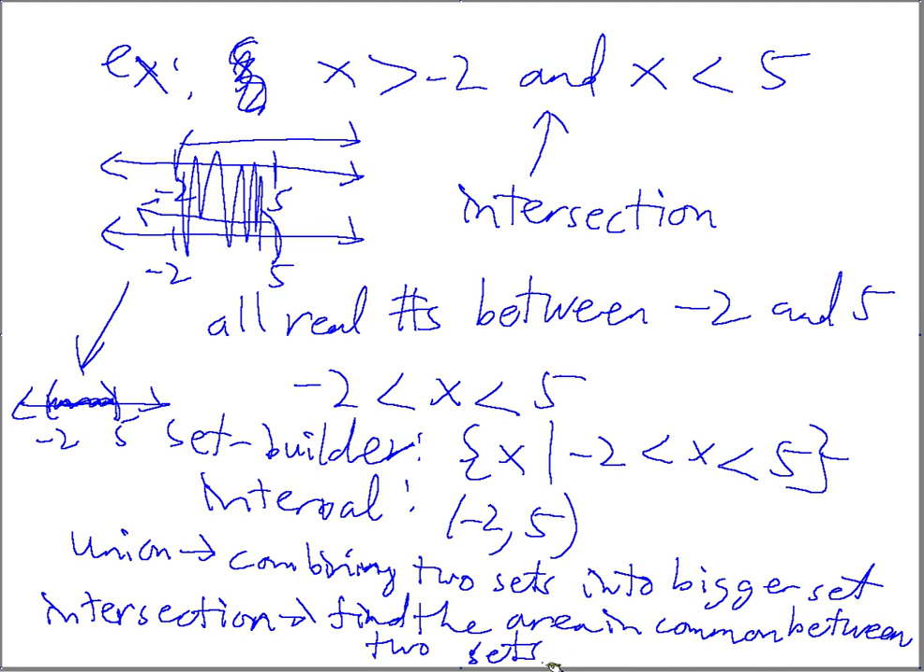All right. So again, union means what? You're joining two sets into a bigger set. Intersection means what? You're looking for the common area between the two sets. In this case, negative 2 and 5, for this example here, right? Let's go ahead and try another one. Let me go ahead and give you this problem here. Okay, we're almost done, so bear with me here.